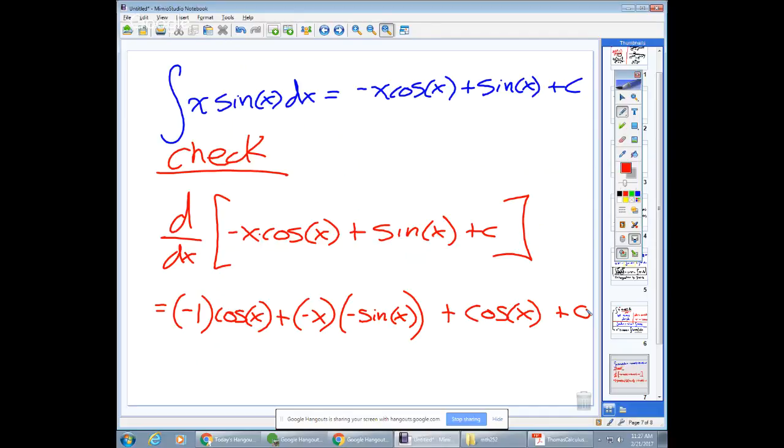All right, how does this clean up? I have a negative cosine plus a cosine, so those add to 0. And then I have a negative x times the negative sine of x, which is x sine of x. So did we indeed find an antiderivative using that crazy rule? We did. So now it's just getting used to the rule and deciding what should be u and what should be dv. And that is the harder part.